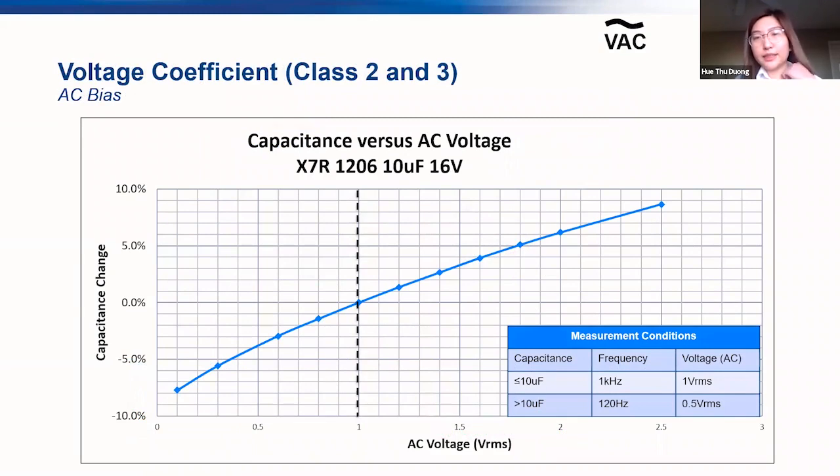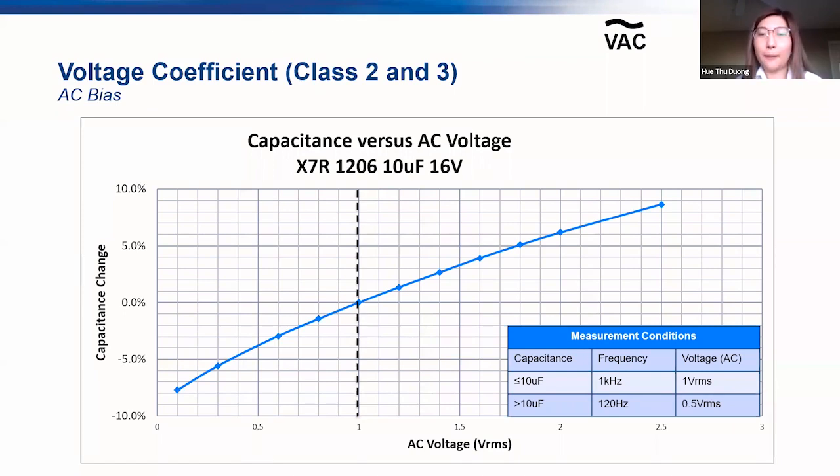So, capacitance stability with voltage is not just applicable for DC voltages, but AC voltages as well. This plot shows an actual capacitance measurement of an X7R 1206 10 microfarad MLCC. The capacitance shifts from -8% at 100 millivolts to +8% at 2.5 V RMS. When we list the capacitor's capacitance in the datasheet, we measure it at 1 kilohertz, rated at 1 V RMS as the reference voltage. All capacitance measurements should be performed at the frequencies and voltages listed in their datasheet.